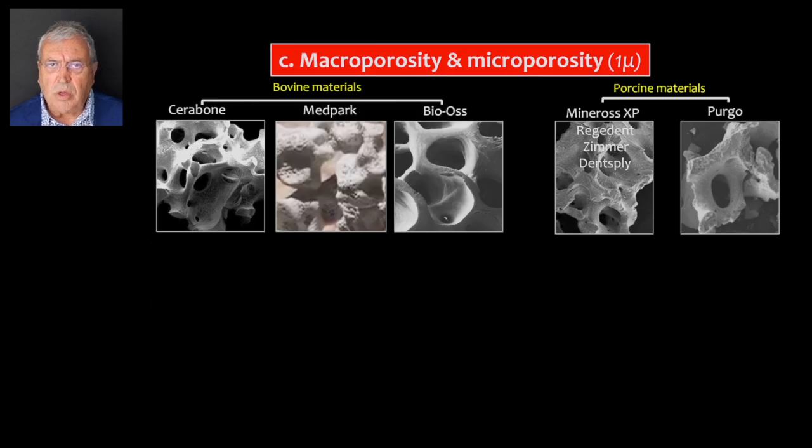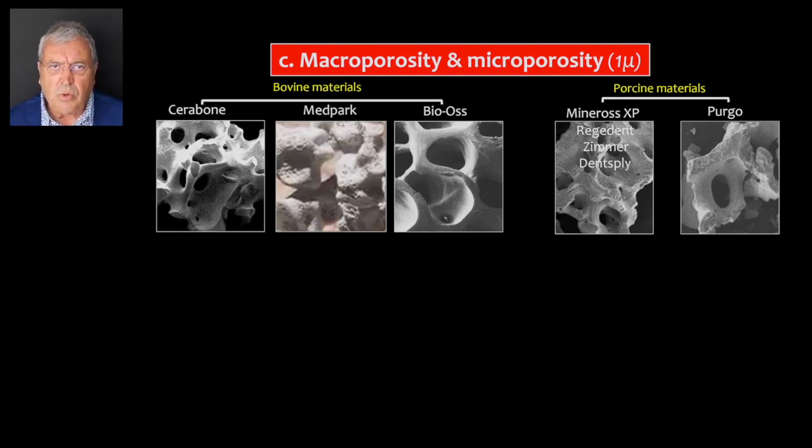Then we can go to the porosity. We have 2 kinds of porosity, the macroporosity and the microporosity. When a company shows you a picture of bone, telling you, look, it's the same as human. Of course, bone is bone. It doesn't matter where it's coming from, animal or human. It's bone. And the macroporosity of bone is always the same, whichever animal it's coming from.